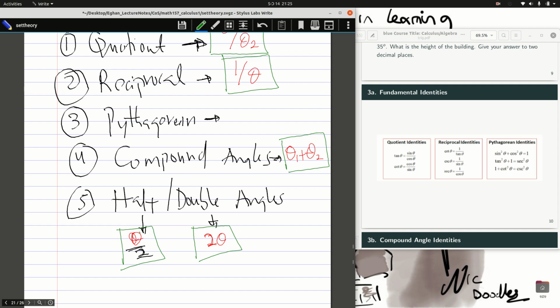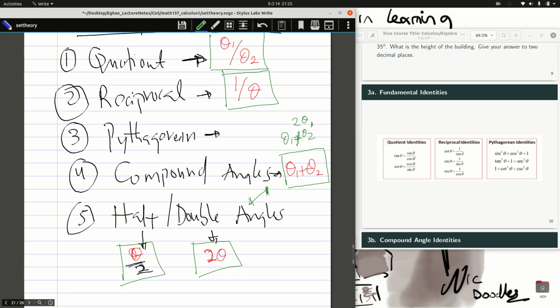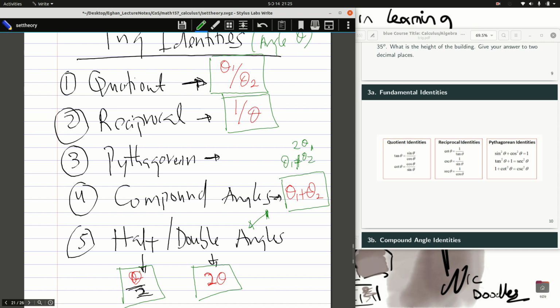The double might look like the compound, because I know when I add, if theta 1 is equal to theta 2, then I can say I have 2 of this theta. But in this case, they are different. They are not the same. So we can say theta 1 plus theta 2, but the double is of the same angle, and so twice of that angle. These are the smart things that should come to mind.